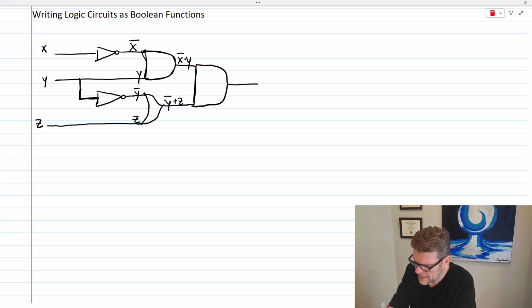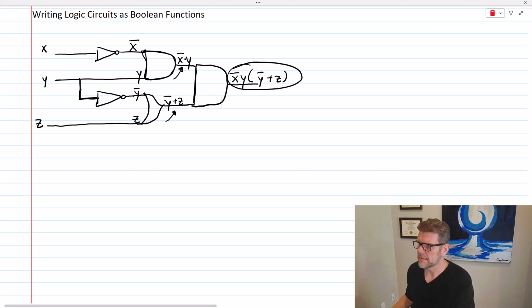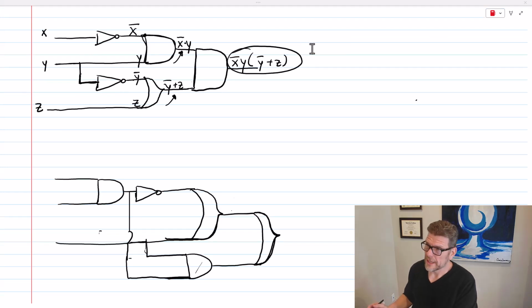Now what I'm going to do is multiply together these two, one the minterm and then the sum, so that I'm going to get x bar y times y bar plus z. And that is the Boolean function for this particular circuit. We'll take a look at another example.